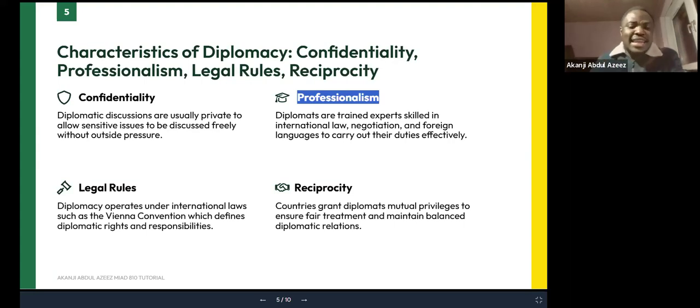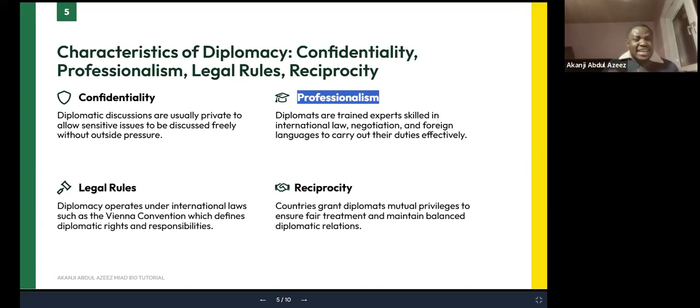Understand? And the last one I'm having here is reciprocity. That's number 10, reciprocity. Everybody knows the meaning of reciprocity. So reciprocity means that countries treat each other diplomatically equal. You treat me well, I treat you well. You treat me bad, I treat you bad. So each diplomat has that sense.